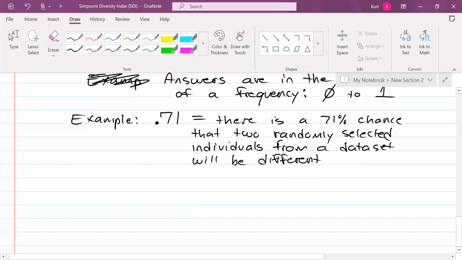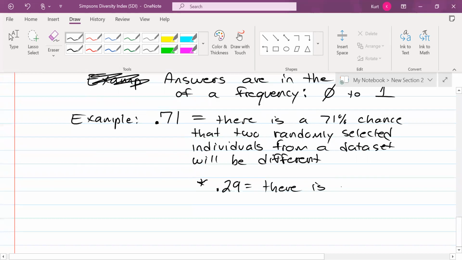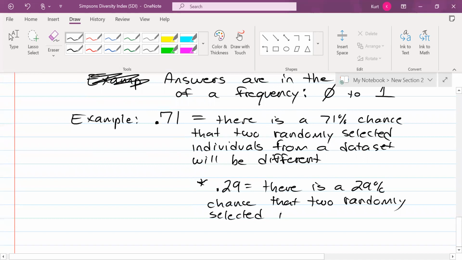On the other hand, you got to look at the other side of this coin. If there's a 71% chance that they're different, what's 100 minus 71? 0.29. This means that there is a 29% chance that two randomly selected individuals from a data set will be the same.